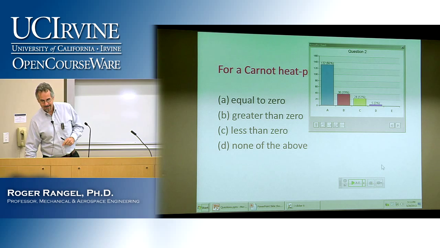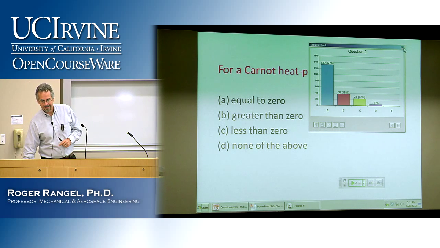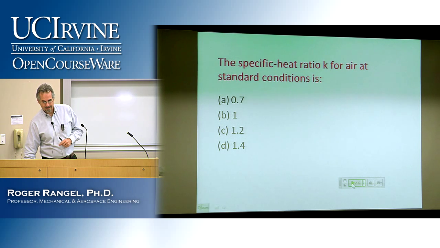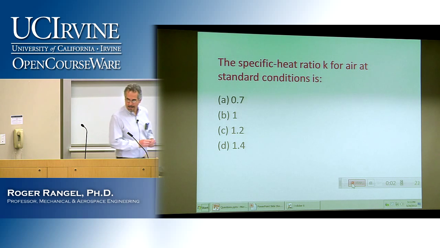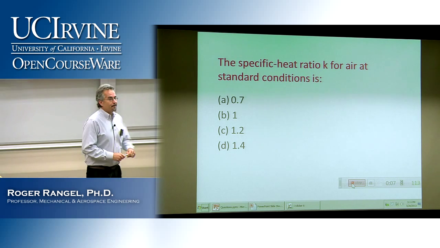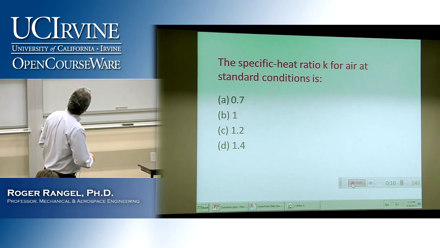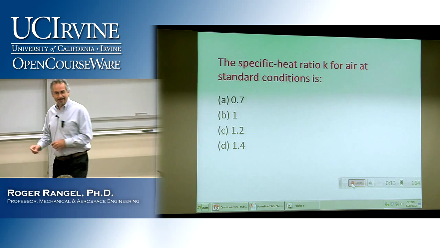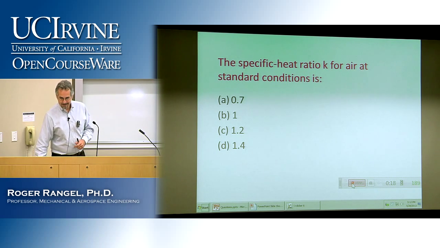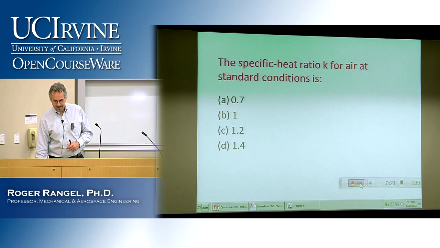One more. The specific heat ratio, k, for air at standard conditions is about 0.7, about 1, about 1.2, or about 1.4. 5, 4, 3, 2, 1, 0. Okay, very good. See you next time.